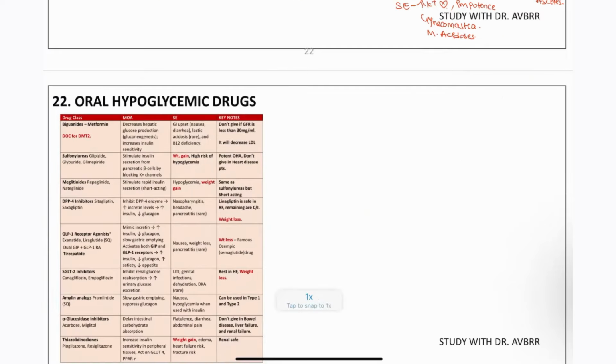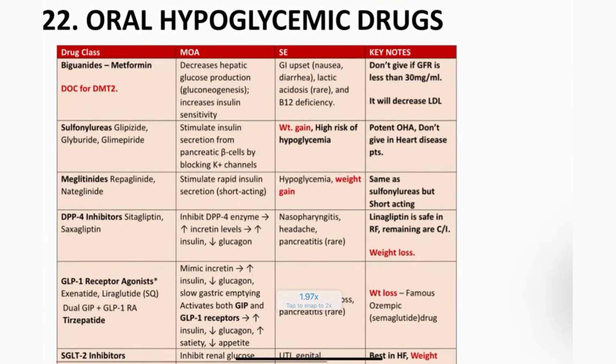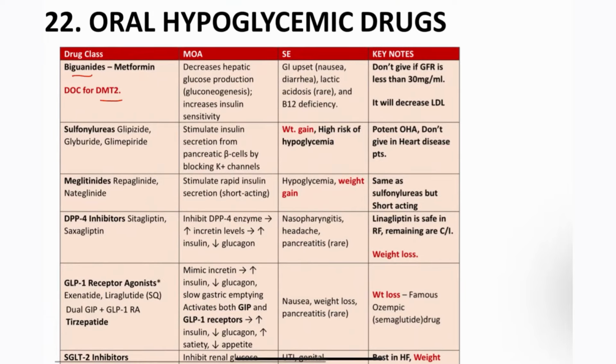Next, oral hypoglycemic drugs. So the best examples of oral hypoglycemic drugs, guys. Here you can see the most important, biguanides, the drug of choice for diabetes mellitus type 2. And what is the mechanism? It is going to decrease hepatic glucose production and increase insulin sensitivity. Side effects for this patient: lactic acidosis, B12 deficiency. And remember, if the GFR is less than 30 mL per minute, it should not be given.